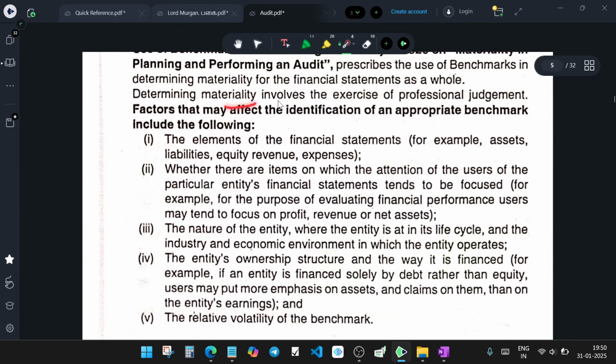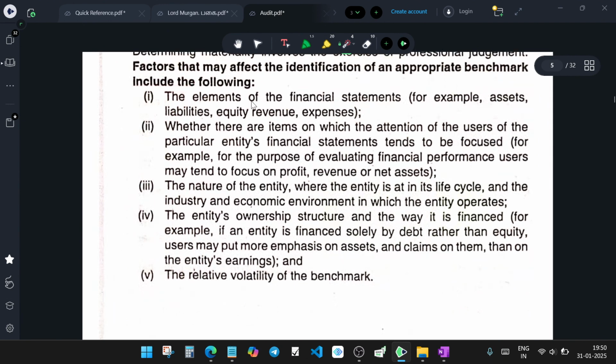So determining materiality involves exercising professional judgment. Professional judgment is very important to find the materiality. The factors that affect the identification of an appropriate benchmark include the elements of the financial statement, for example, assets and liabilities, equity, revenue, and expenses. So mostly the financial statement has assets, liabilities, equity, expenses, and incomes.